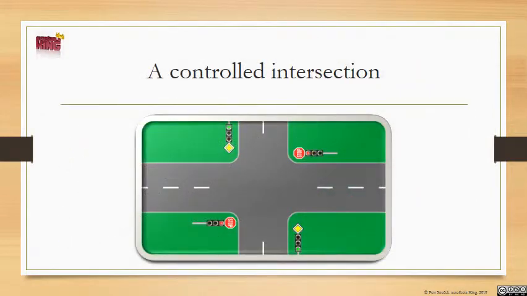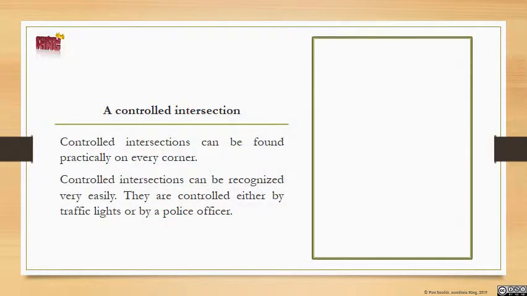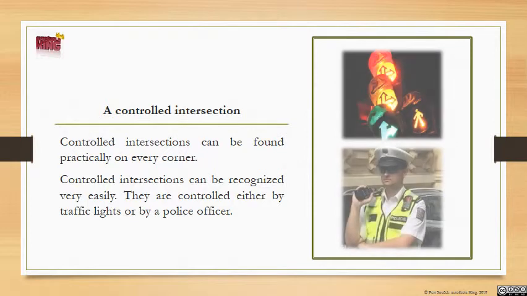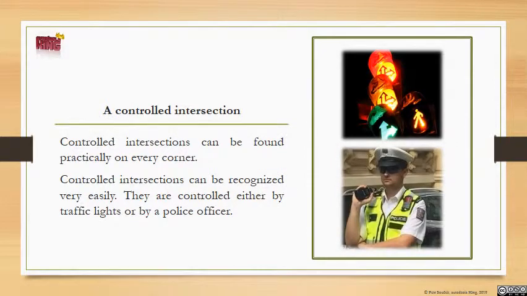A controlled intersection. Controlled intersections can be found practically on every corner. Controlled intersections can be recognized very easily. They are controlled either by traffic lights or by a police officer.